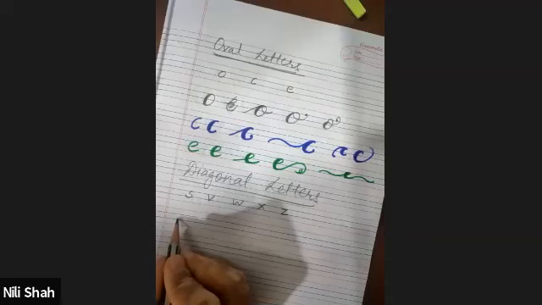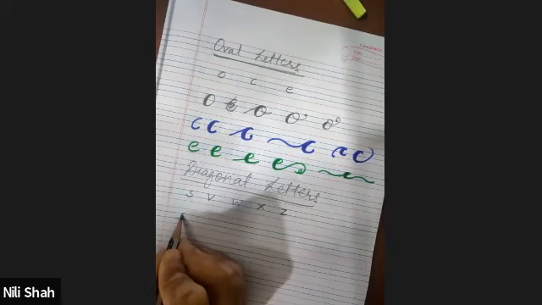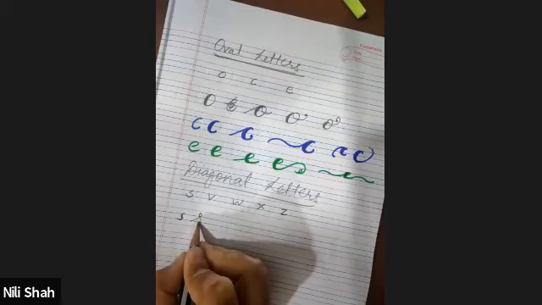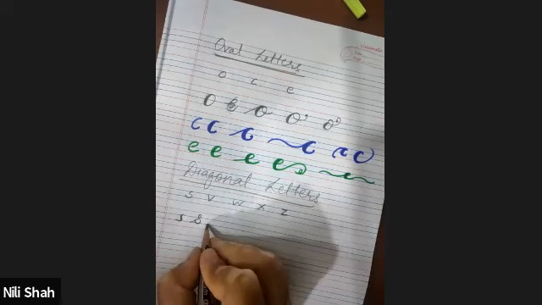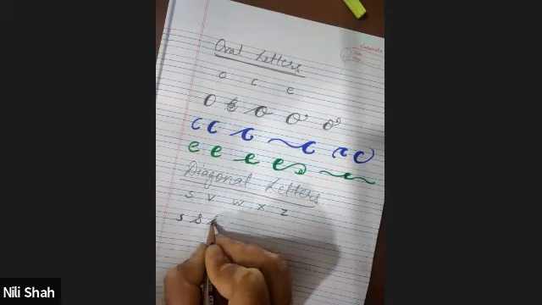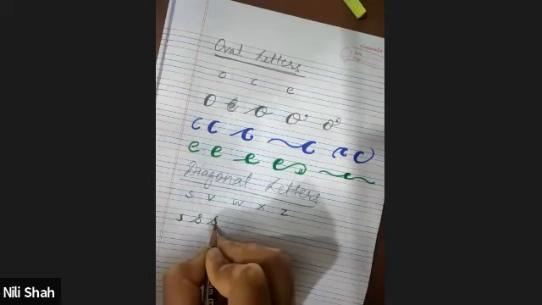We'll start with S. Normal S is like this. We will add thickness over here, like this. Now we'll do cursive S like this. See, this is the upward stroke. But when you move downward, you have to add the thickness like this.